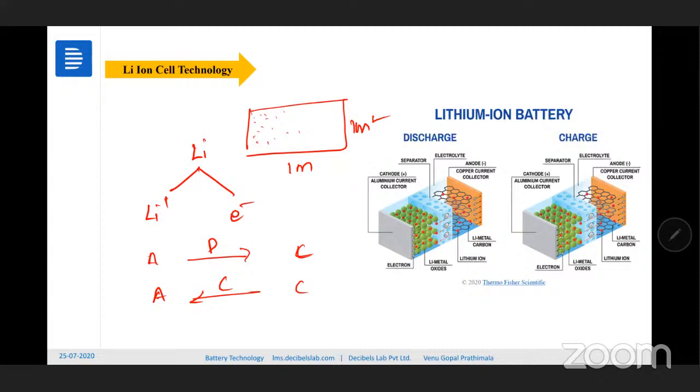Mainly, the amount of active material that we put into the cell determines your cell capacity, and the potential difference between your cathode and anode determines your cell voltage.